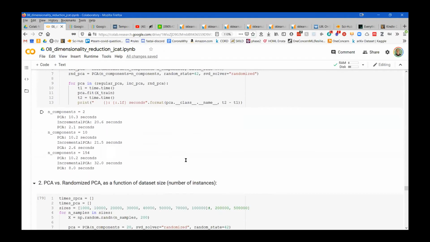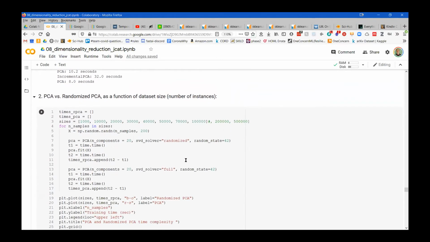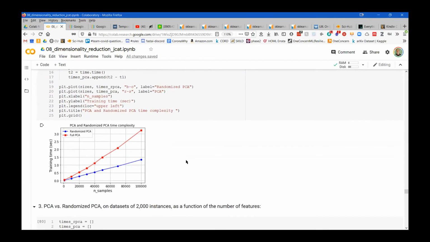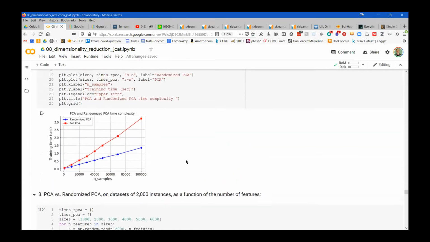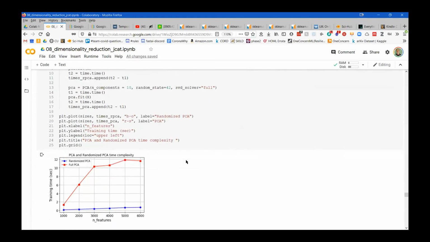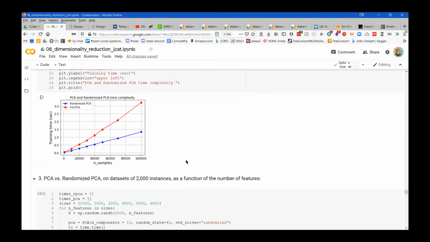He wants to compare regular PCA versus randomized PCA, and the thing that bothered me was the two graphs given in the code. I think they were both in the book and in the notebook, and they didn't show that randomized PCA was any faster than regular PCA. The two lines were very close to each other, so it really didn't make the point that I think he wanted to make.